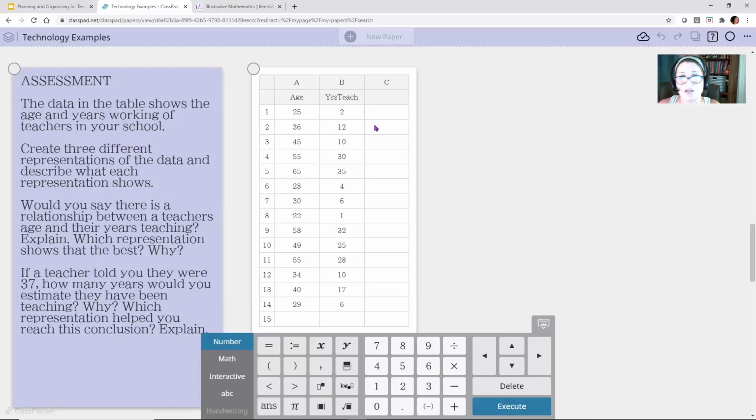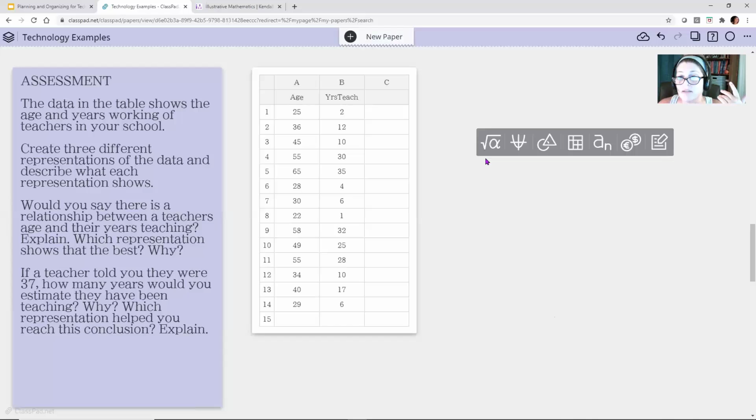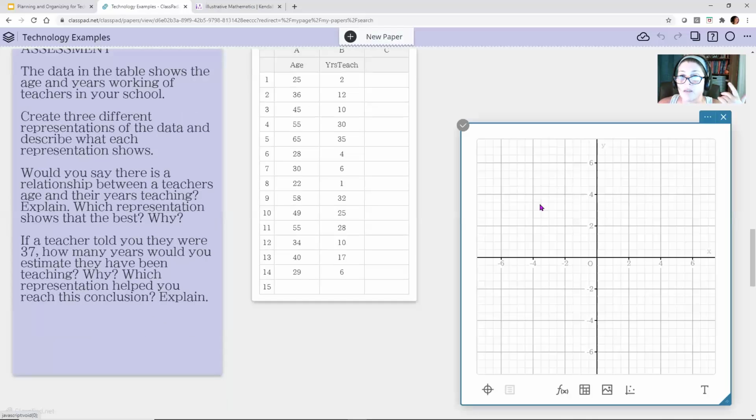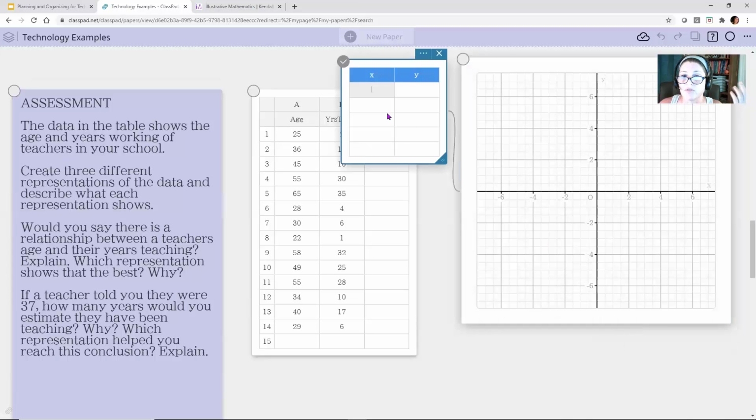So I wanted to just show you that using technology like Classpad.net, you can make your assessments a lot more interesting. So here's some data, and their directions are you need to create 3 different representations of that data. So they get to decide what they're going to do. How could they represent this data? Well, it's already in a table, one representation. So maybe they want to make a graph of it. They could do it a couple different ways. They could pull up a graph sticky and plot the points themselves, right? They could plot the points and they would appear on their screen. They'd have to change this window, obviously. So maybe they make their own plot of the points.